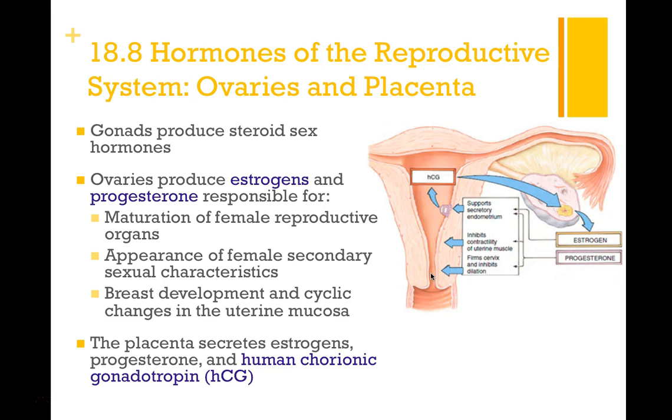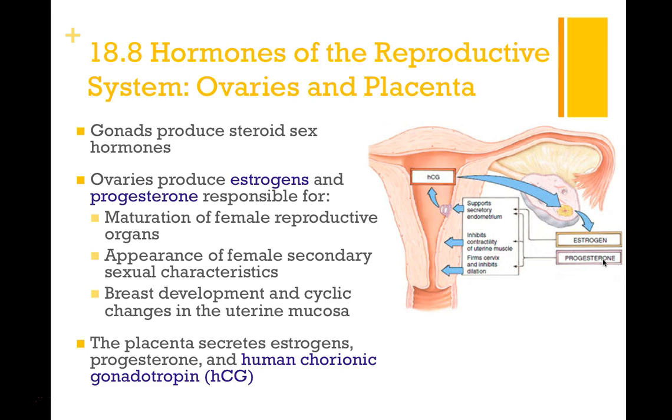Here are the hormones of our reproductive system that we will first cover in the female, in the ovaries, and the placenta. We know that the gonads will produce steroid sex hormones. Our ovaries within females will produce estrogens and progesterones. They together will be responsible for the maturation of our female reproductive organs, the appearance of female secondary sexual characteristics, breast development, and cyclic changes within the uterine mucosa.